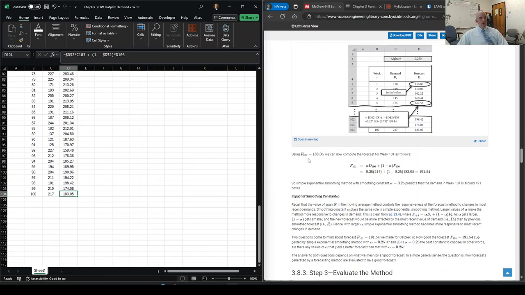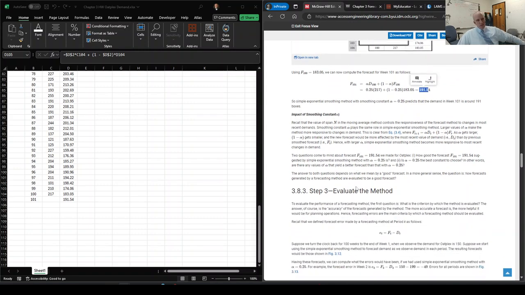So then the question is, okay, what is the next week's forecast? And if we were to do that, what would that be? Well, it turns out we can just copy this down because the forecast is relying on the previous week's demand and the previous week's forecast. And that is 191.54. So we got it. So there we go. We have figured out how to do an exponential smoothing using an alpha of 0.25.